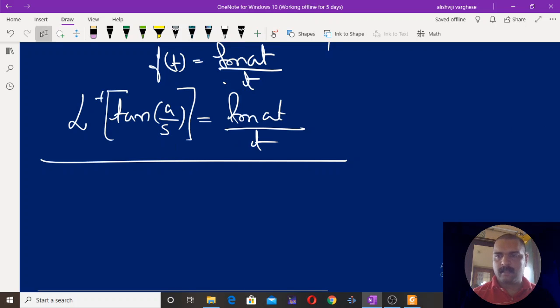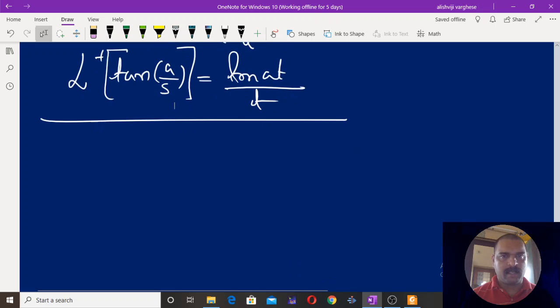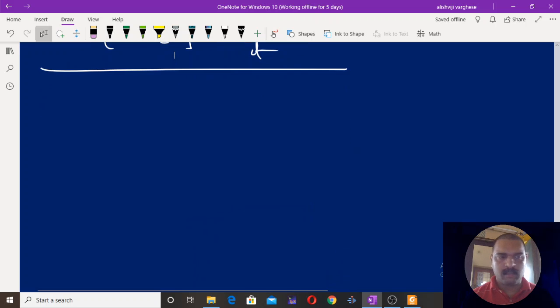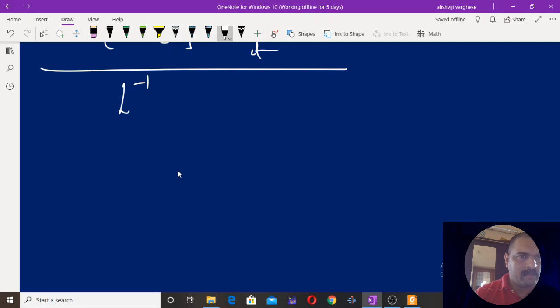So that's another method by which we calculate the inverse Laplace transform. Let's solve one more problem before we wind up: L inverse of e raised to minus s divided by (s plus 4) the whole cube.